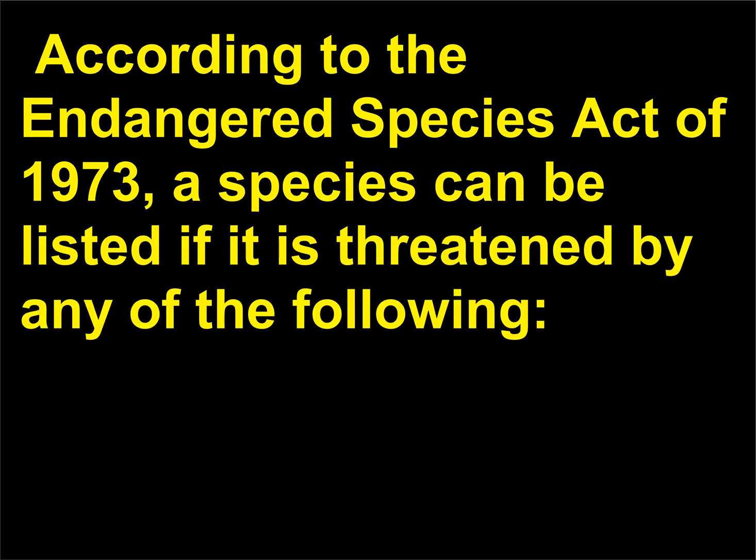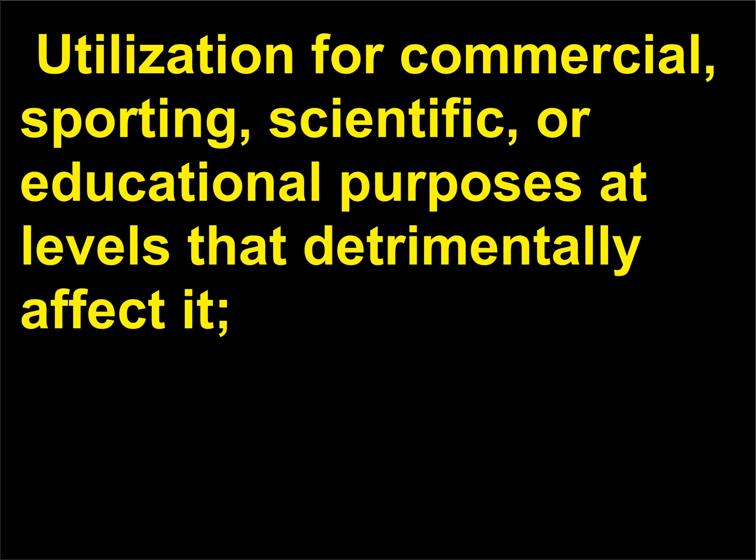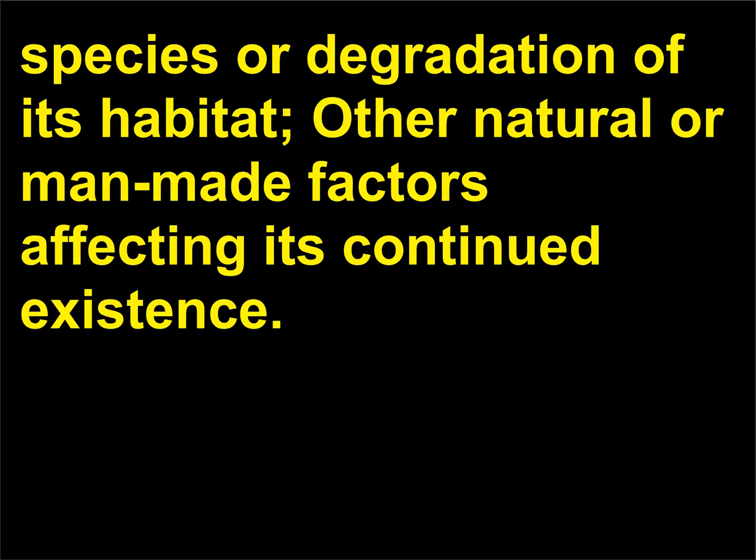According to the Endangered Species Act of 1973, a species can be listed if it is threatened by any of the following: the present or threatened destruction, modification, or curtailment of its habitat or range, utilization for commercial, sporting, scientific, or educational purposes at levels that detrimentally affect it, disease or predation, absence of regulatory mechanisms adequate to prevent the decline of a species or degradation of its habitat, other natural or man-made factors affecting its continued existence.